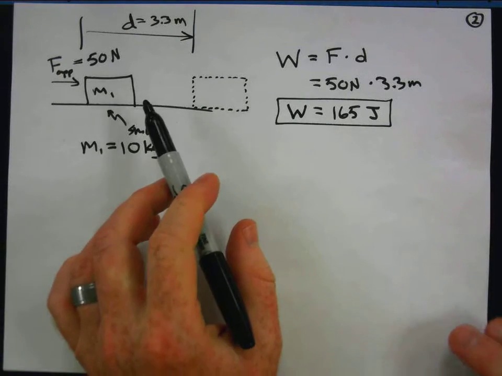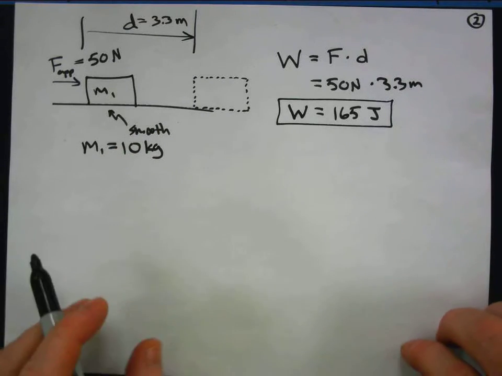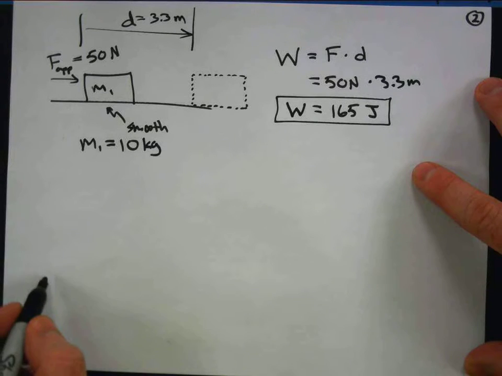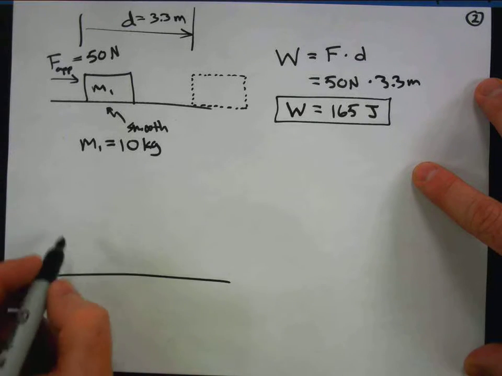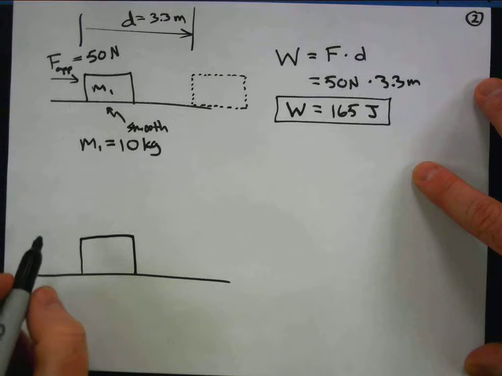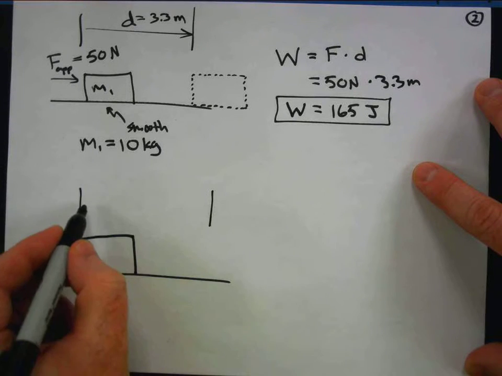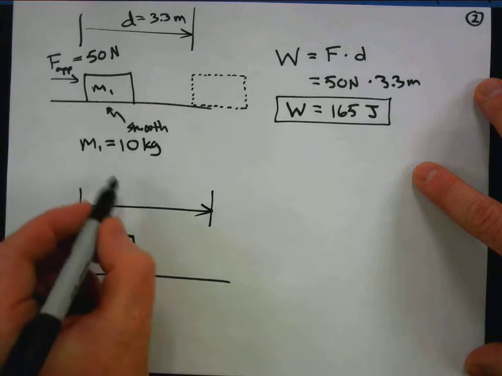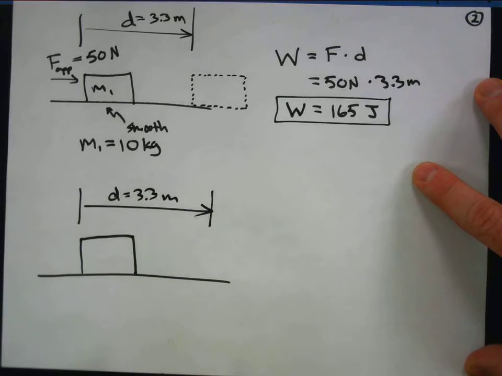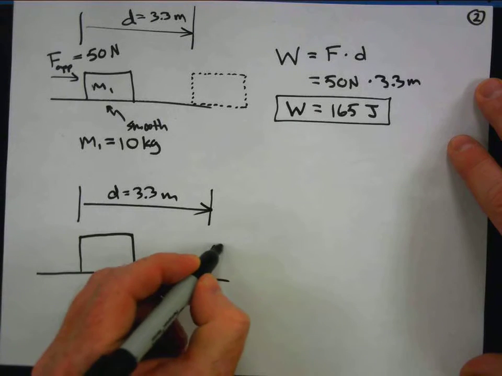Well, what if we have a situation where the force that we're applying to the object and the distance traveled are not in the same direction? So we can look at the same situation. We have our box sitting on the smooth surface, and it's going to travel. Let's say we push it across the floor that same distance, 3.3 meters. Okie dokie. Well, now, so the box will end up here.